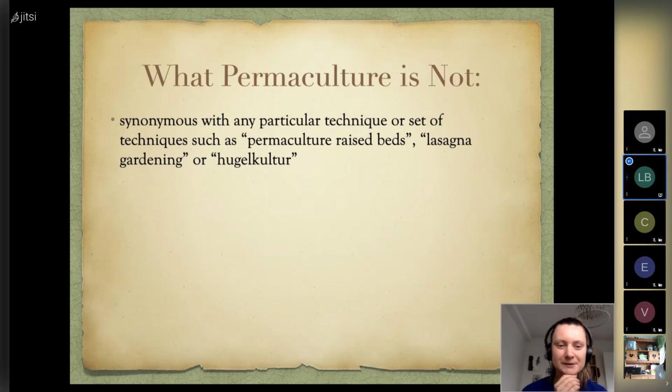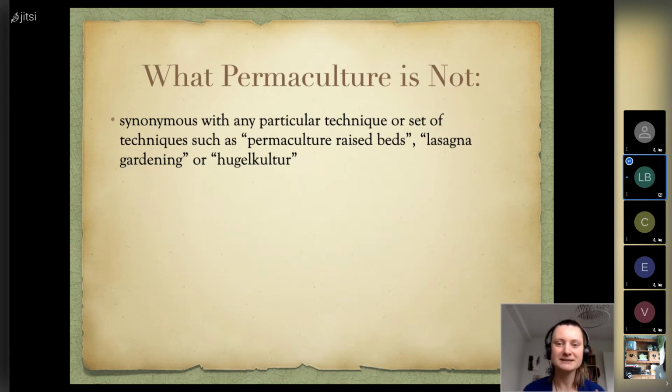So I just want to make clear that permaculture is not synonymous with any particular technique or set of techniques, such as permaculture raised beds or lasagna gardening or hugelculture, which are common. They're common results of a permaculture design, but in and of themselves, they are not permaculture. And this is something that I actually had to teach myself, because when I was very new to permaculture, all that I would see was the result of people's designs. So I would see these cool garden techniques being implemented, and I would think, oh, that technique is a permaculture technique. But actually, that's not true.